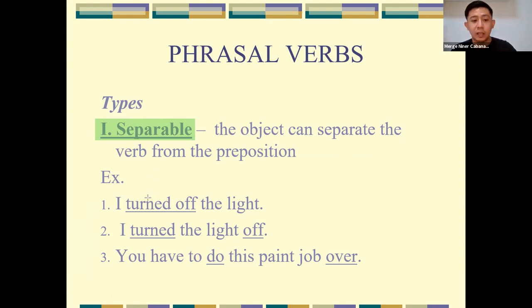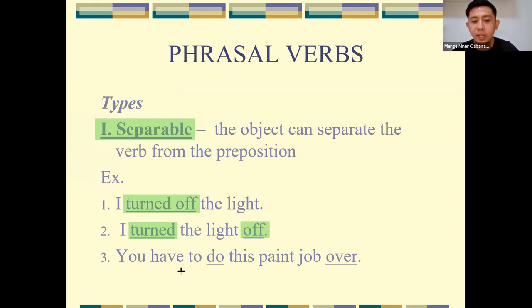So example, this is your phrasal verb. But since they are separable, you can actually turn this into this. So I turned off the light versus I turned the light off. So they mean the same, literally, and they still have the same context. The only difference is turn and off were separated from each other, but they're still a phrasal verb.